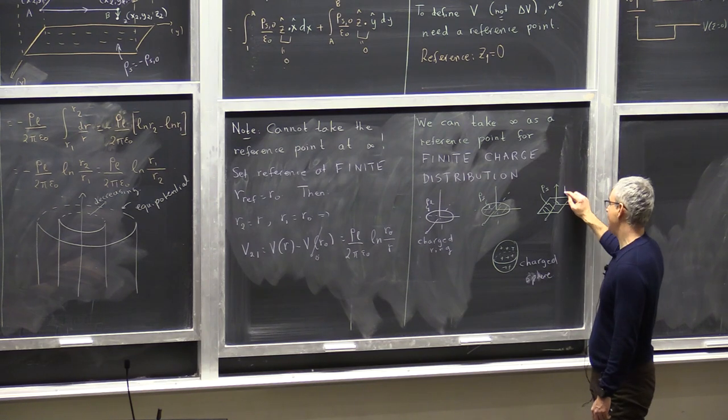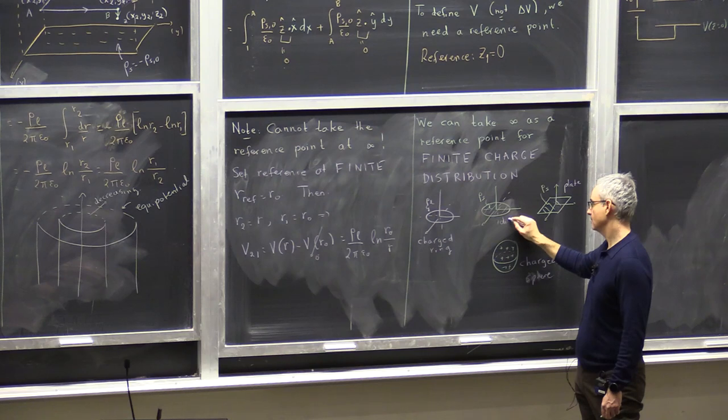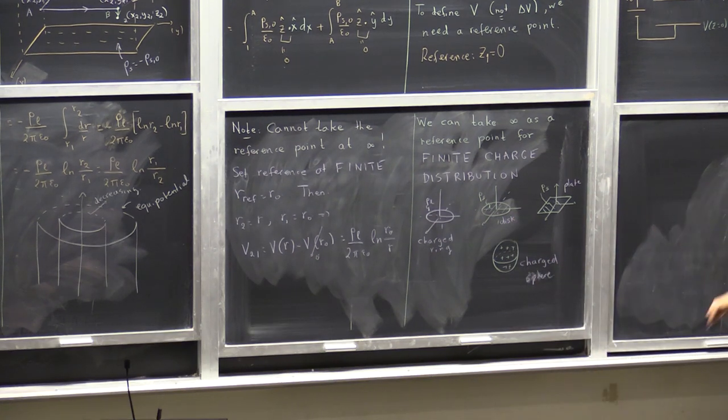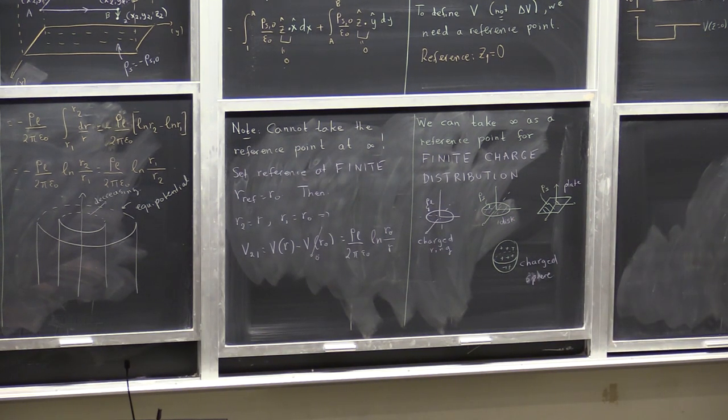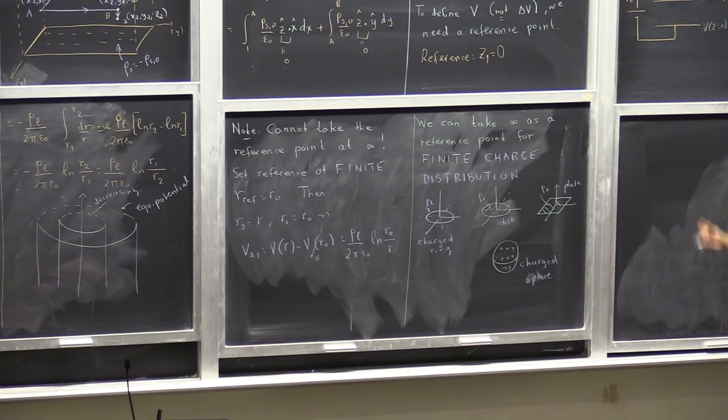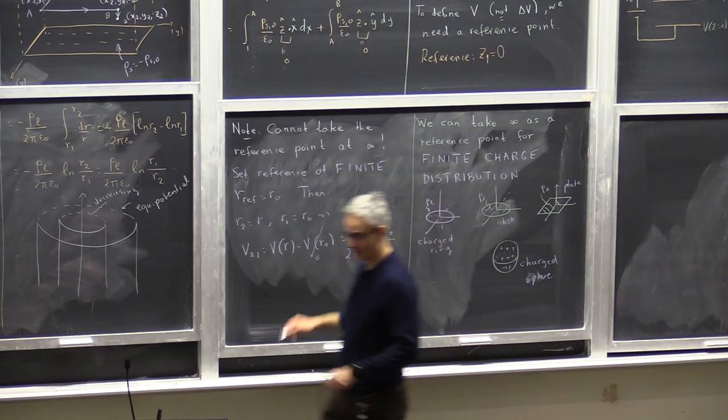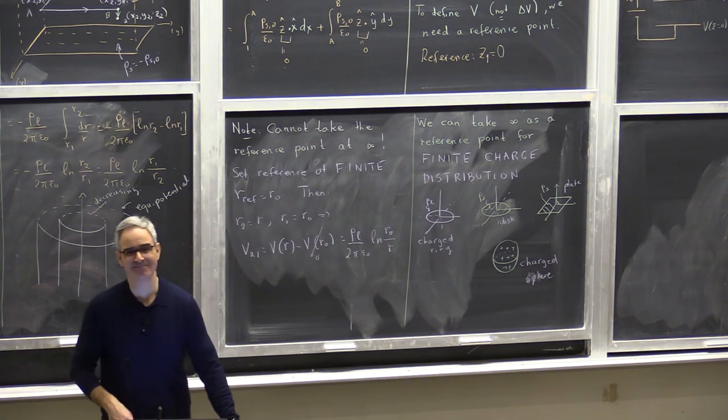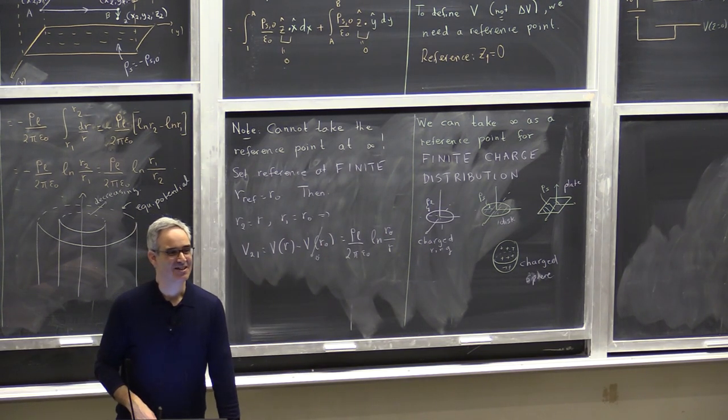So sphere, plate, another disk. So in all these cases, finite charge distributions, there is no problem, take the reference point to infinity. But for infinite, that doesn't work. You just have to make another choice. It's all about choices. So any questions?